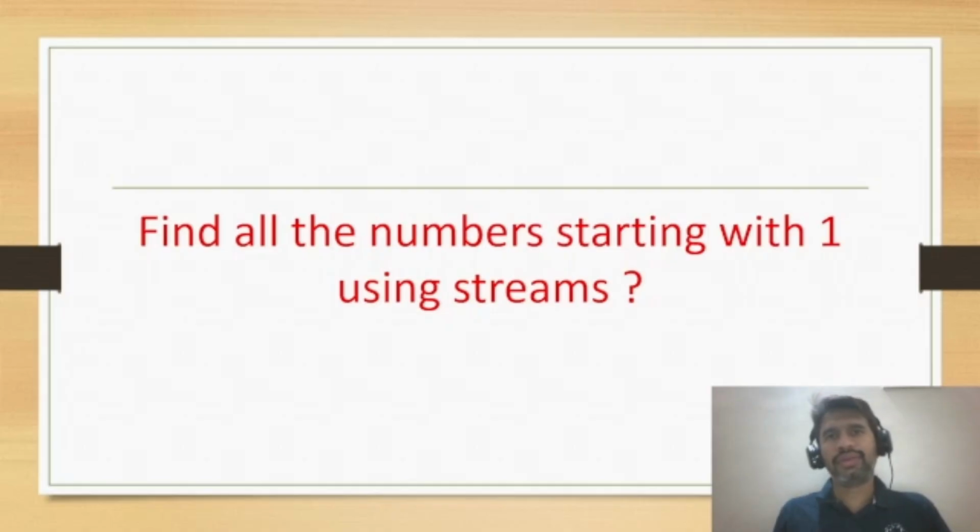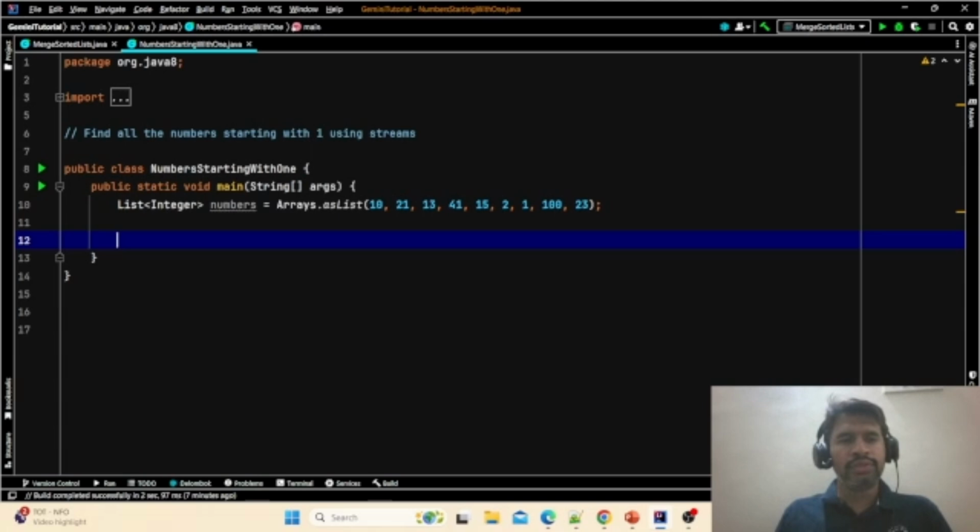Basically, we are given a list of numbers. We have to find all the numbers starting with 1. Seems easy, but it's a tricky problem. Let's see how to do it. This is the question. We have to find all the numbers starting with 1 using streams.